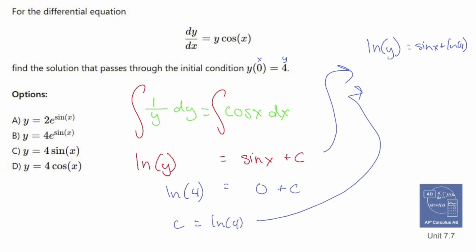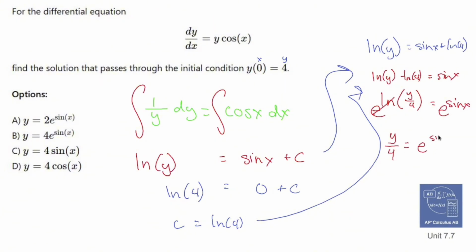Let's do this. Let's subtract ln of 4 from both sides to get this. Ln of y minus ln of 4 equals sine x. These two combine to make ln of y over 4 equals sine x. If I e to the both sides, that allows y over 4 to drop down, and I have e to the sine x. And if I multiply both sides by 4, I end up with 4e to the sine x. This is going to be b.